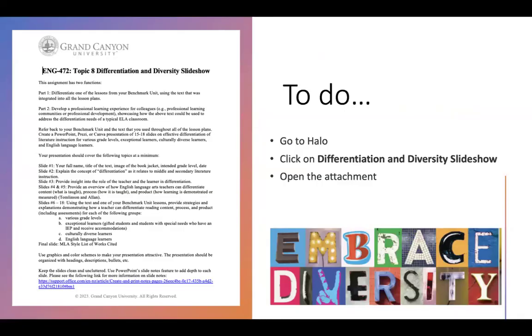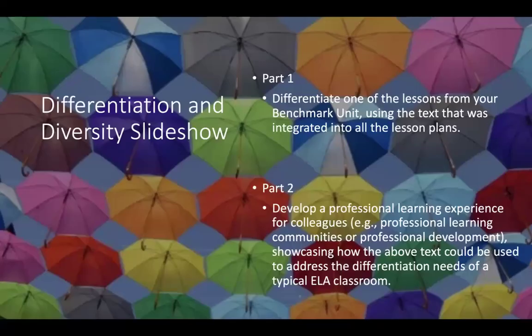So what you need to do now is go to Halo and click on the Differentiation and Diversity slideshow. There is an attachment there. It looks like this on the left, but I'm going to go ahead and go over it as well so that you know what to expect. So it's a two-part assignment.